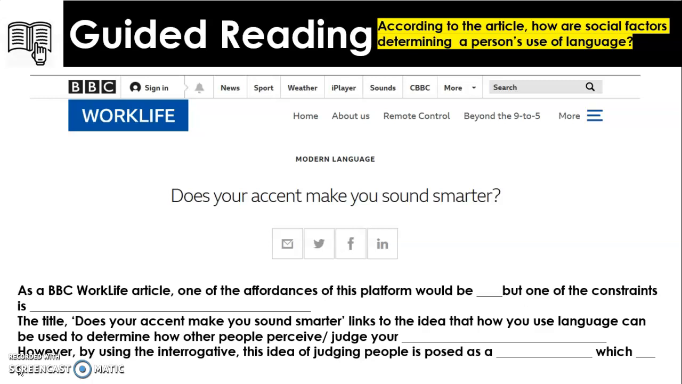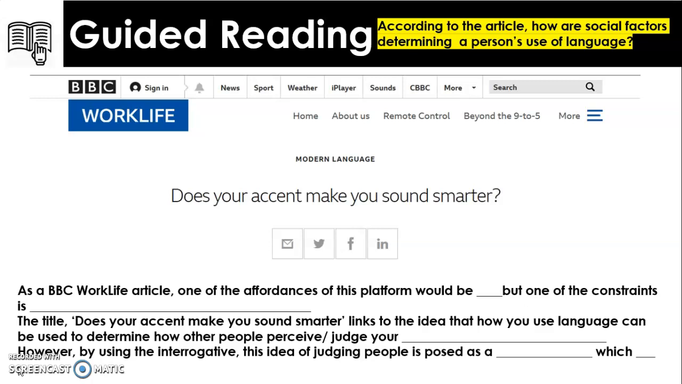Okay, but one of the constraints is it's very specific. Okay, so it's targeting a very particular audience. Also as well, with anything online, the rate of change. So actually this now could be considered an old article just because of how long it's been available.